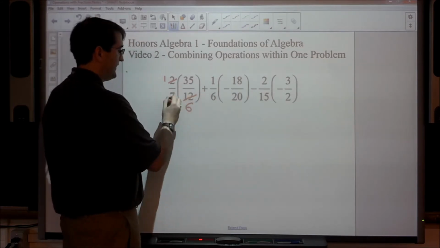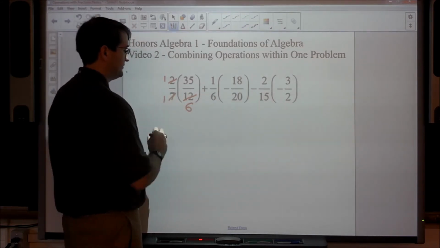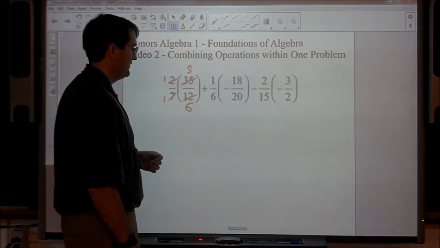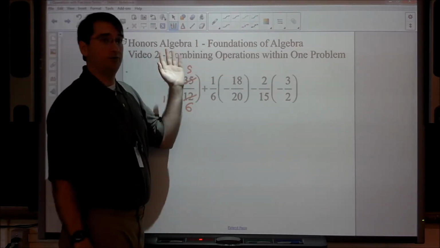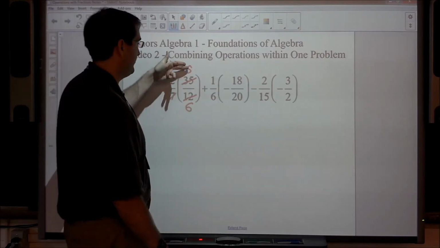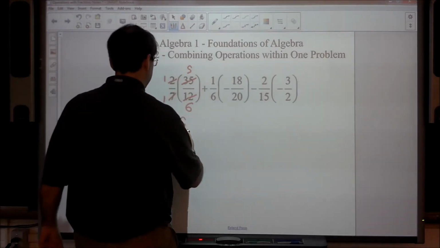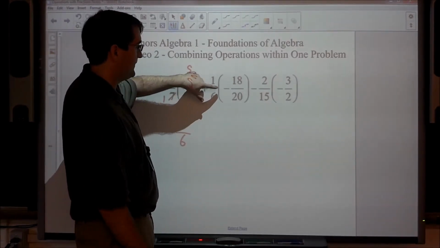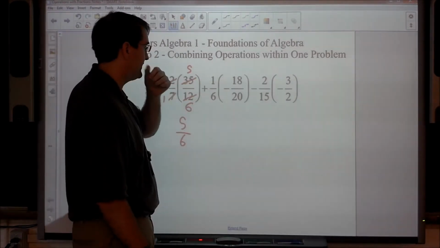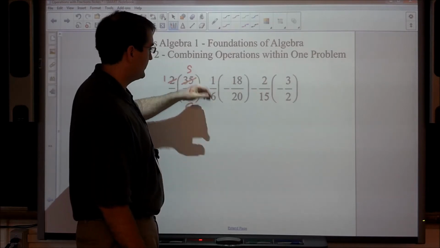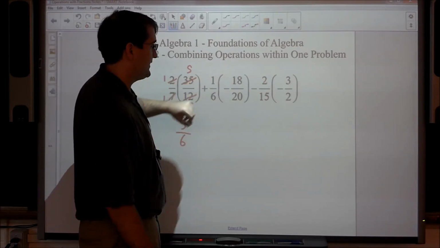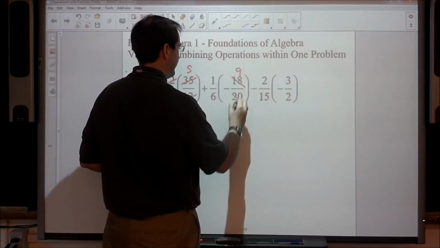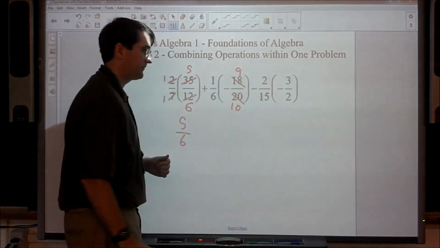Same thing here, 35 and 7. The 7 turns completely into a 1, and the 35 turns into a 5. So we actually end up with no multiplication needing to happen at all. This first term just turns into 5/6. Next, we have 1/6 times negative 18/20. 1/6 can't reduce that. 18 over 20, that I can reduce. So 18 over 20 is going to turn into 9 over 10.